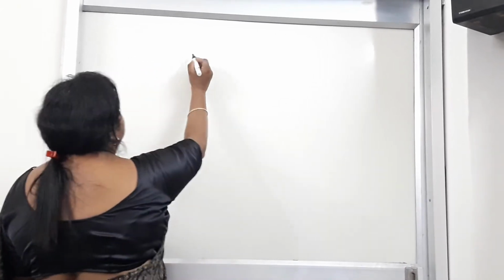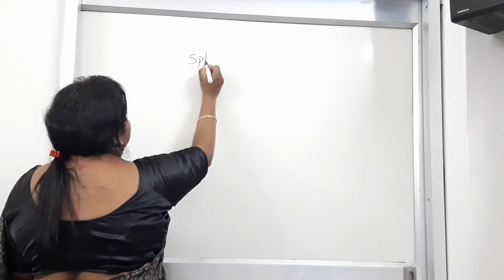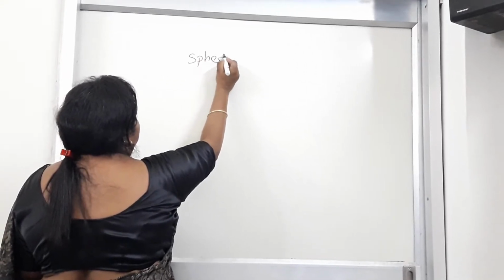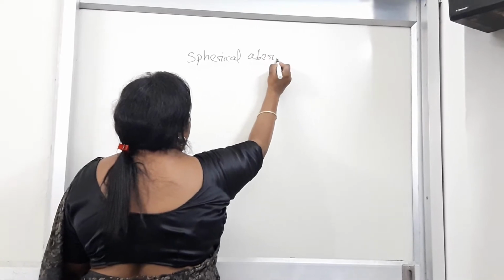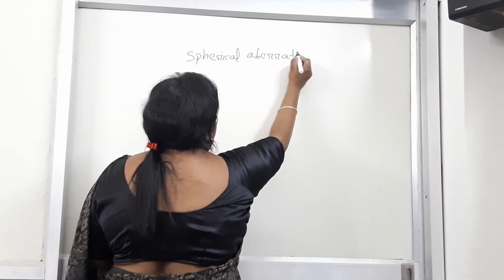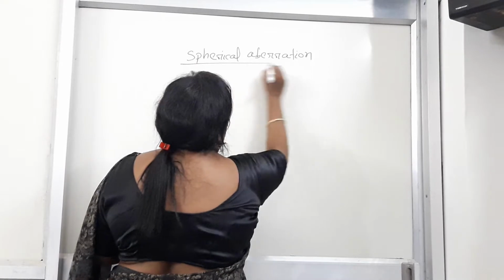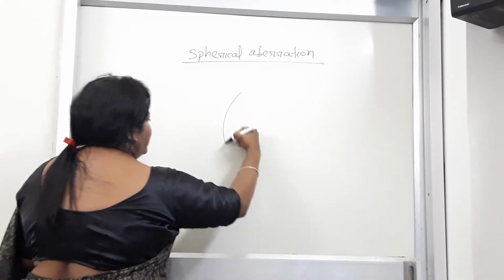Ray diagram. Here, this is my convex lens.